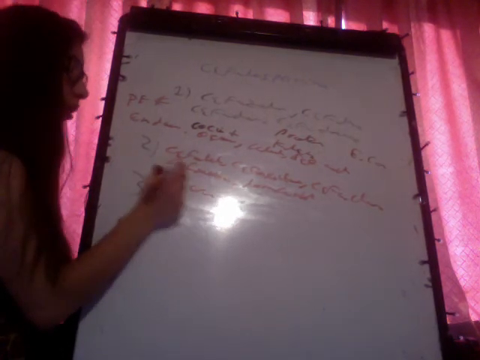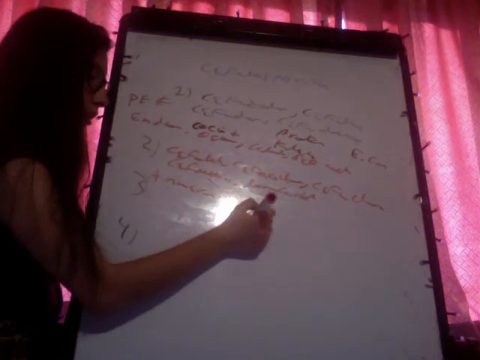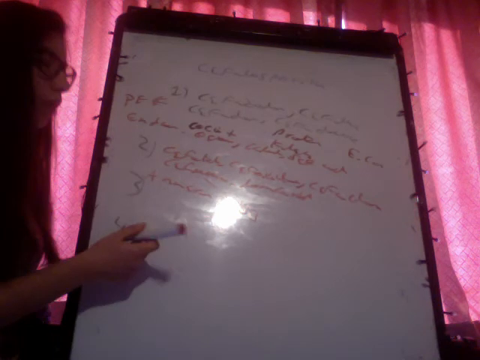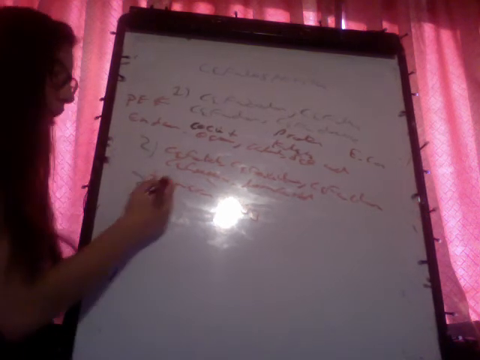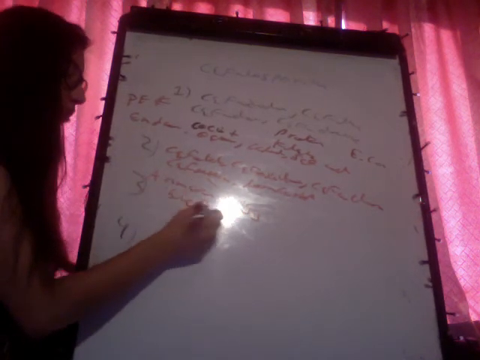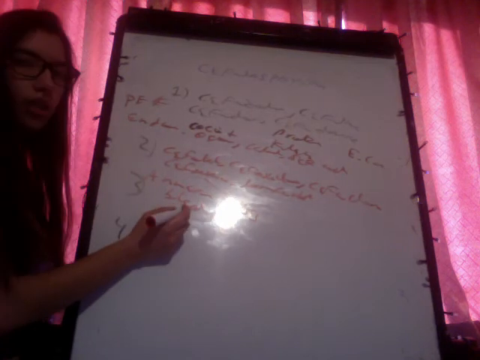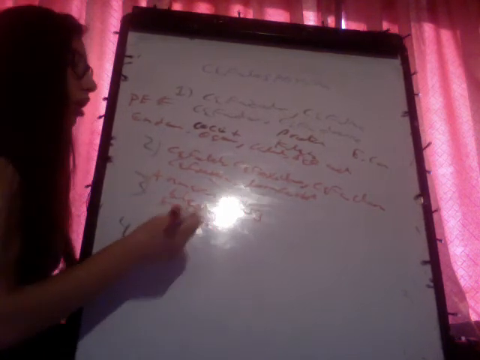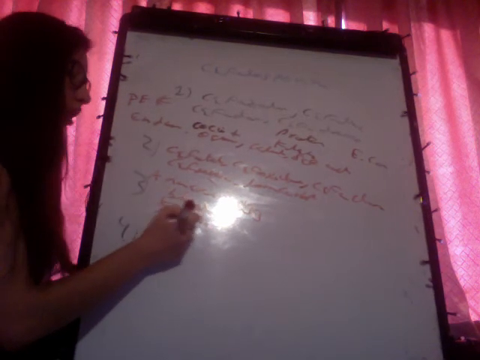Cefuroxime is the only one that crosses the blood-brain barrier. For cefotetan and cefoxitin, major adverse effects are bleeding because of interaction with the platelets, so the patient has thrombocytopenia, and a disulfiram-like effect.